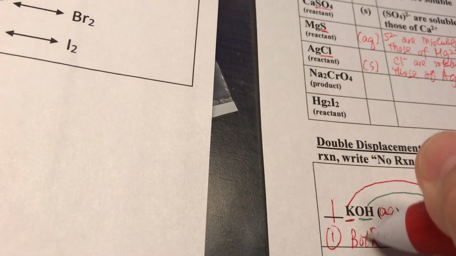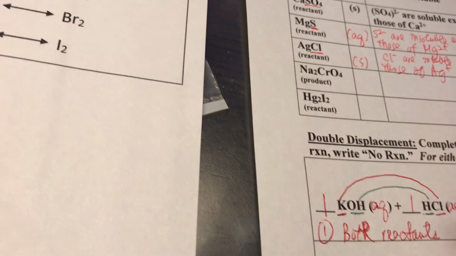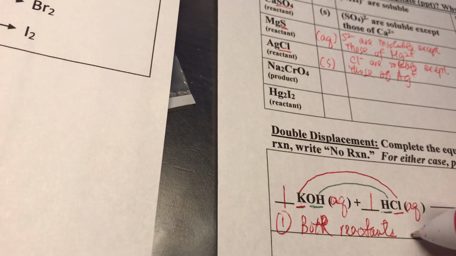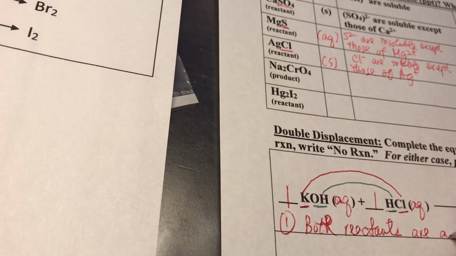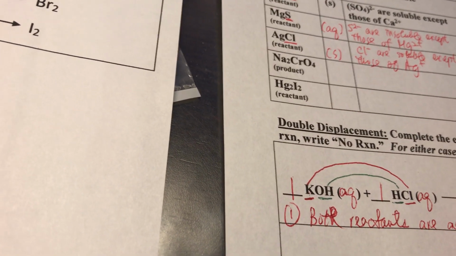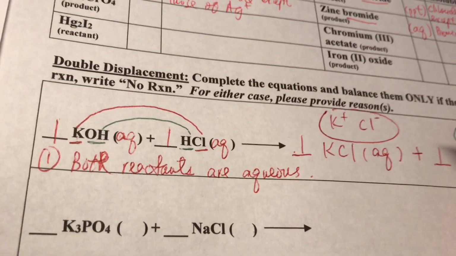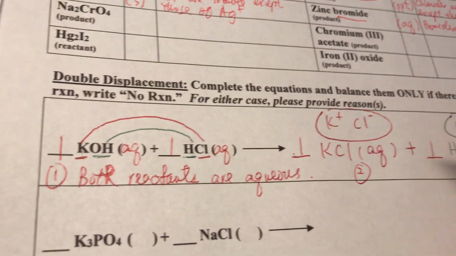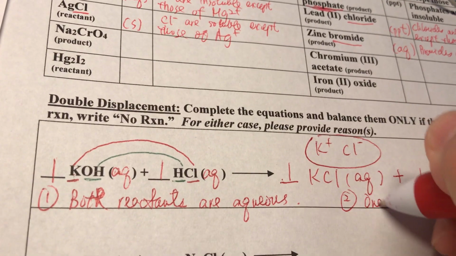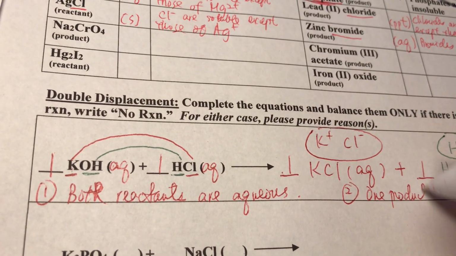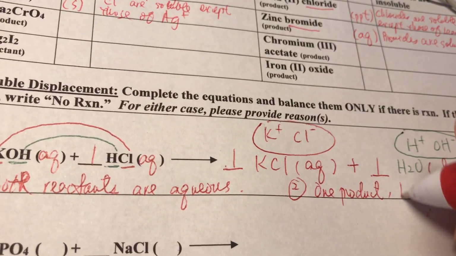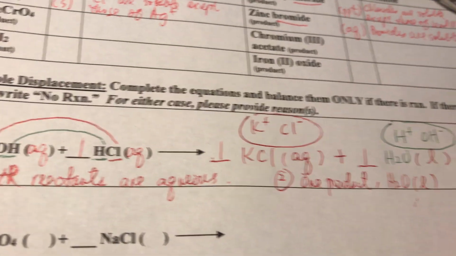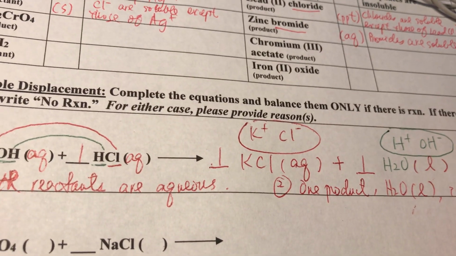Okay, both reactants are aqueous. Okay, so that's the first part of the reason. Both reactants are aqueous. Number two, one product, comma, H2O liquid, comma, is formed.